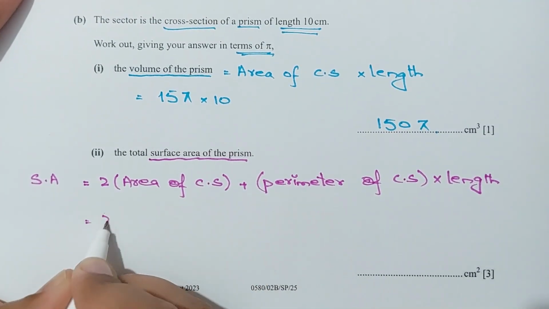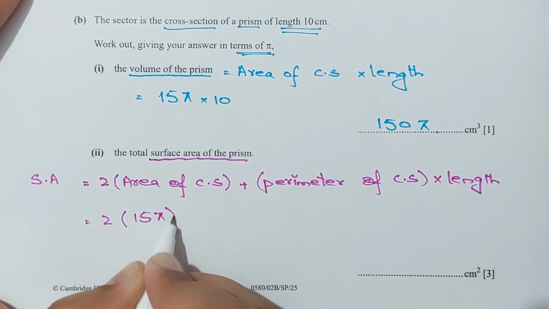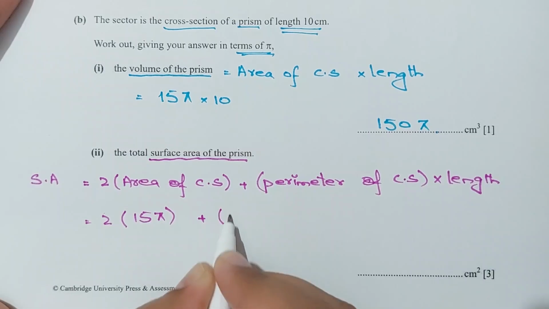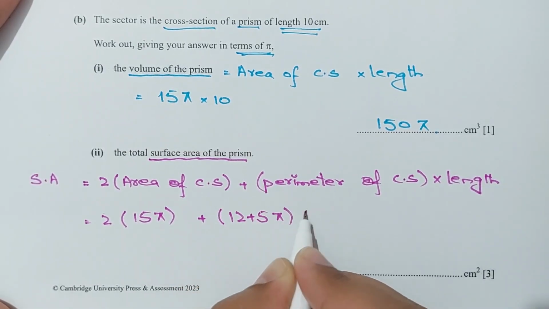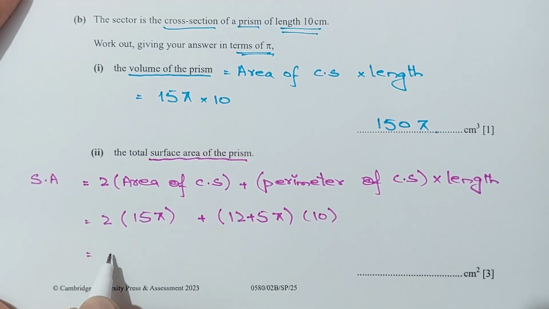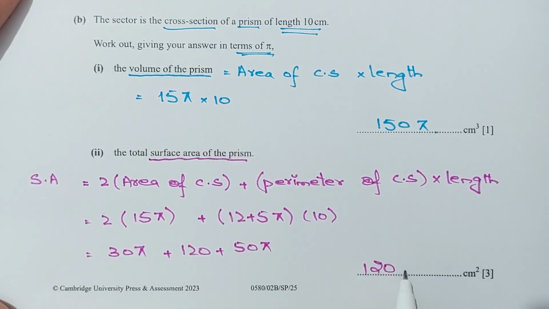So as we know, we have two. Area of cross section is 15 pi, which is given, plus perimeter of a cross section we have done in the first part, which is 12 plus 5 pi, multiplied by the length, which is 10. So 2 times 15 would be 30 pi, and 10 times 12 is 120, and 10 times 5 is 50 pi. So the answer is 120 plus 50 plus 30, which is 80 pi square centimeter.